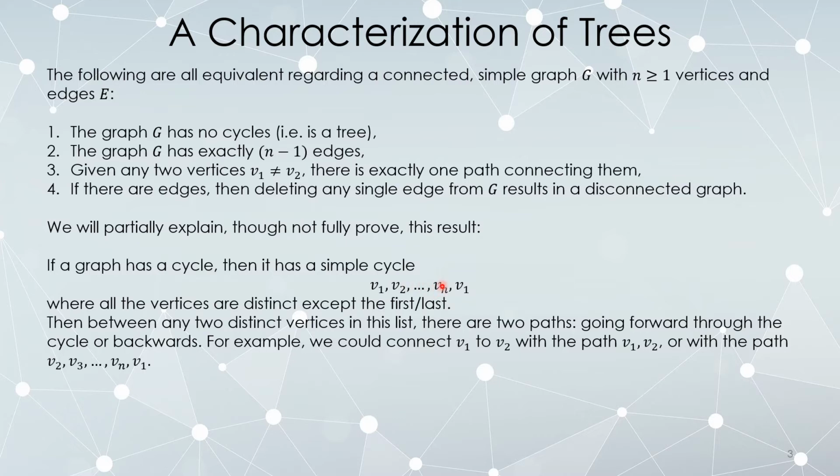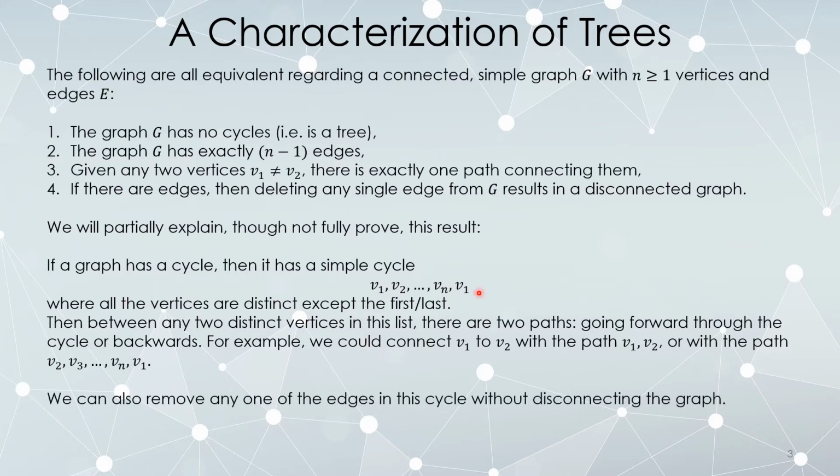Alternatively, from vn, I could go to v1, and then from v1 go to v2. And since all of these vertices are distinct, this one does not use v1, and this path would, so those are different paths. So for any graph that has a simple cycle, if you pick two points on that cycle, there are in fact two distinct paths that get you between those two vertices. So if a graph has a cycle, it's possible to find vertices with two paths connecting them. And that's a link between the first and third item in this list. If it does have a cycle, then there are two vertices with more than one path connecting them. So 1 and 3 are clearly linked.